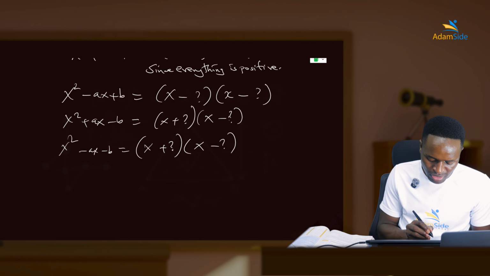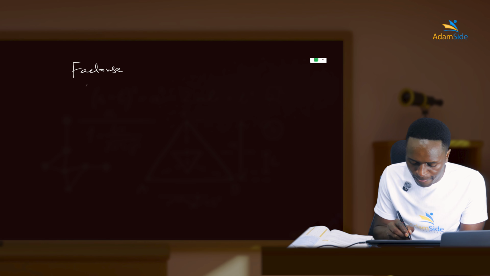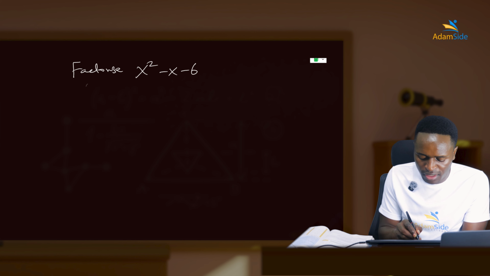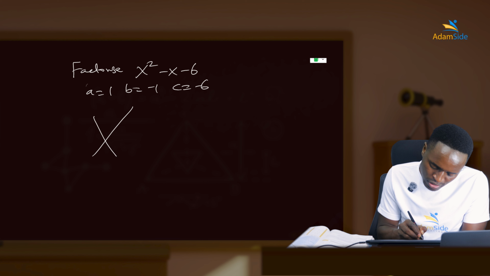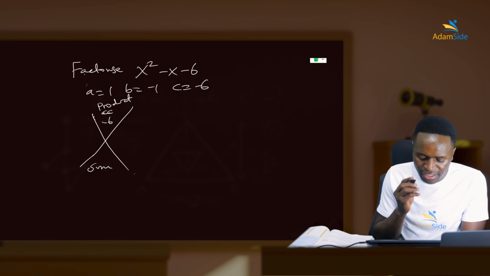For example, example number 1. Factorize x squared minus x minus 6. When you need to factorize this, we say a is 1, b is negative 1, and c is negative 6. So the product should be equal to AC, which is 1 times negative 6, you get negative 6. And then the sum should be equal to negative 1. Find two numbers that if you multiply, you will get negative 6, but if you add, you get negative 1.